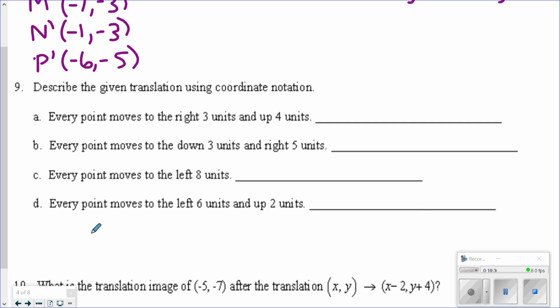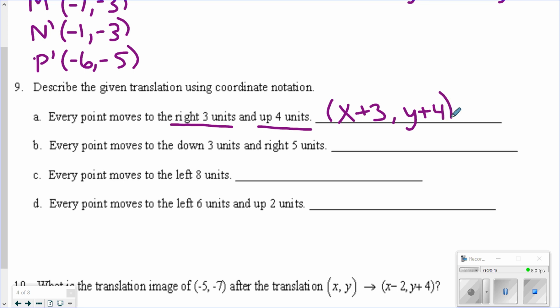All right. For number 9, I want to describe the given translation using coordinate notation. So every point moves to the right 3 and up 4. So this would be a translation. So if you're moving to the right 3, that's moving the x value over to the right, and to the right would be a positive on a coordinate plane. So it's x plus 3. And if you move up, that's moving the y coordinate, and if you're moving up, that's positive. So y plus 4.